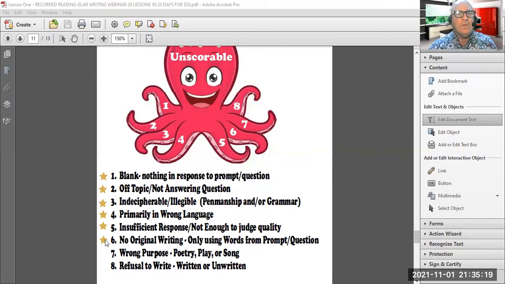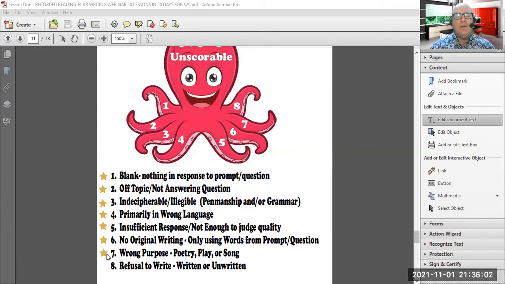So they would most likely get a 0. Okay. They're going to be asked a question, normally from an informative passage. And if the student uses the wrong purpose, if they write a poem with poetry, if they write out scenes in a play, if they write lyrics to a song, and it has nothing to do with answering the question or responding to the topic, then that's the seventh leg, the way to get a zero.